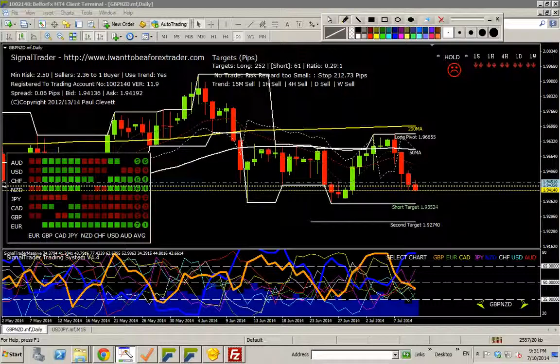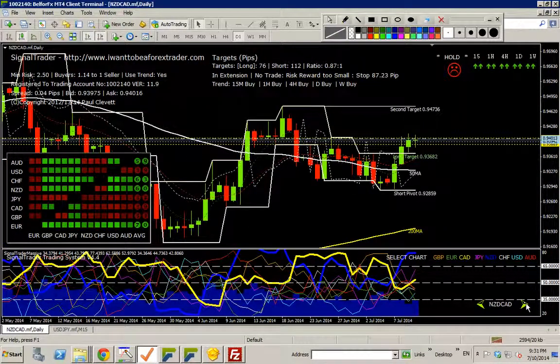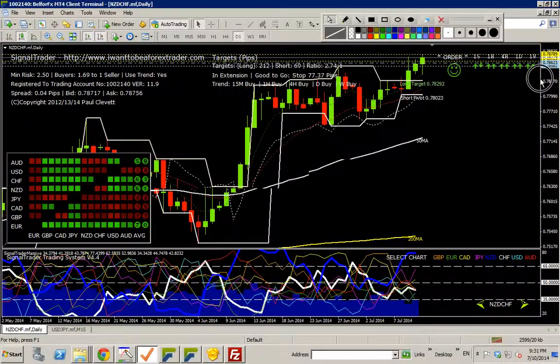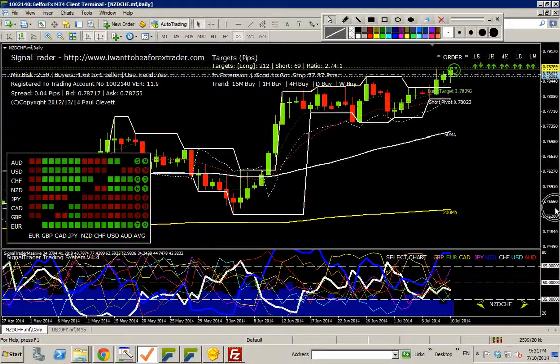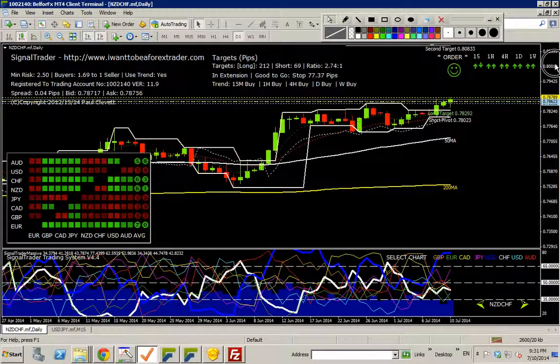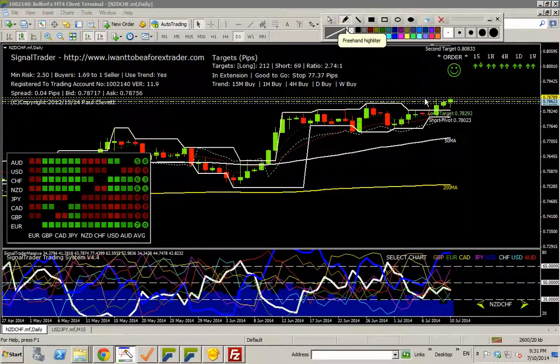Let's see if we can find one where it says good to go at the top there. Let's click through this one. There's one that's in extension. Again, risk reward's too small. Here's quite a good one. Good to go, stop 77 pips. I like longer term trades myself. It's broken out of there, so there's the second target. Look at this trade, that's going to go to here. The entry is actually back here, so Strobot would have taken a long here.